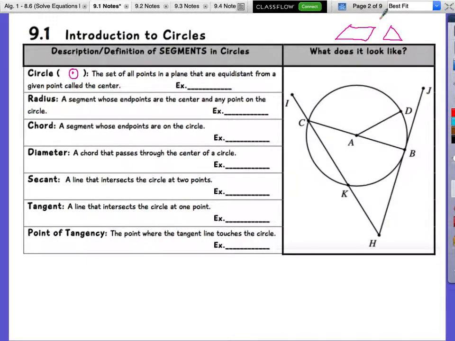Circle. It is the set of all points in a plane that are equidistant from a given point called the center. Okay. So, in this circle, A would be our center. It's in the middle of the circle, and it's equidistant, the same distance, from all these points around. All these points are made up of a bunch of little tiny points in here. Infinitely many points, and they're all the same distance from the center. So all of these points collectively form the circle.